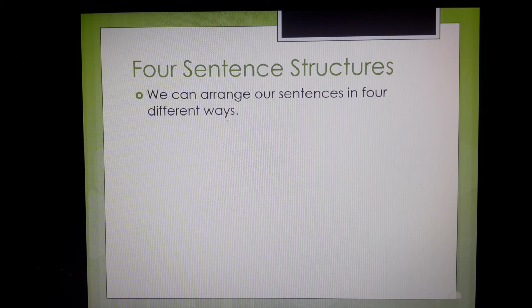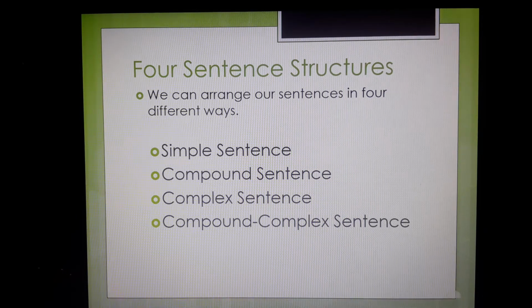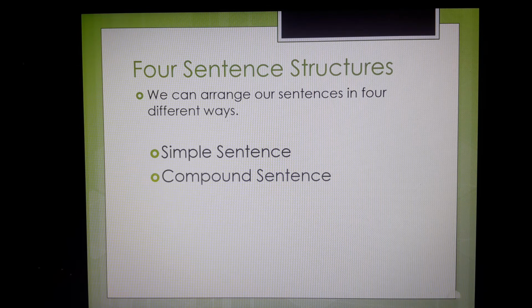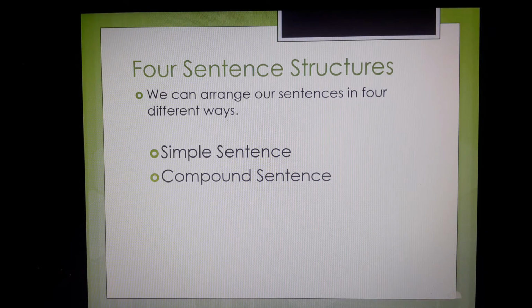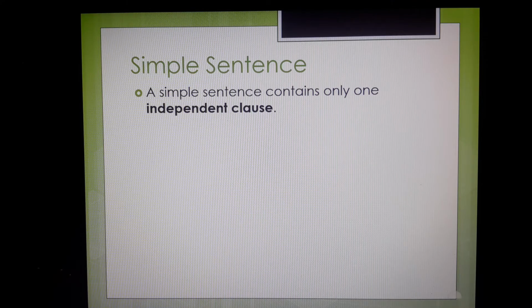The 4 different types of sentence structures are simple sentence, compound sentence, complex sentence, and compound complex sentence. However, for this lesson, we will only focus on simple and compound sentences. So let's begin. A simple sentence. What is it? A simple sentence contains only one independent clause.